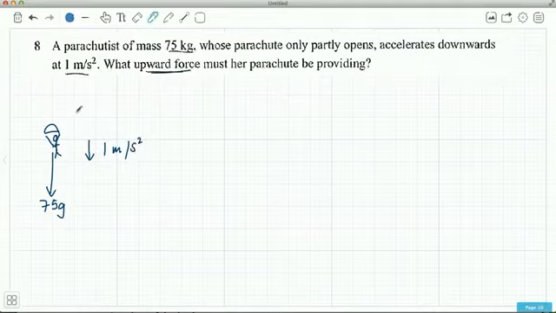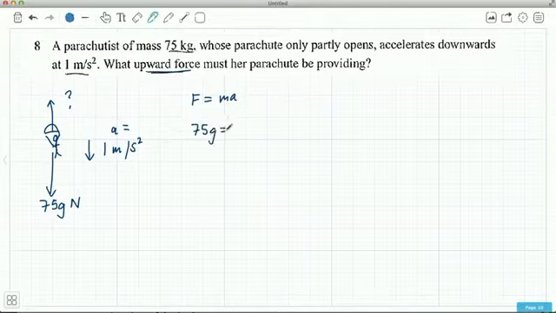What upward force must her parachute be providing? So we don't actually know what that is. Now you can see I've got a force, because that's in newtons. I've got an acceleration, so I'm probably going to use F equals ma. So I'm going to look at the downward stuff going on here. So force equals mass. She's 75 kilos, so you might like to write her mass here as well.